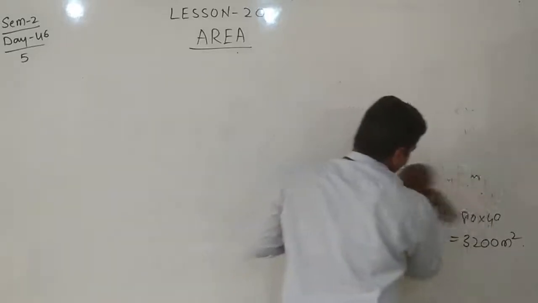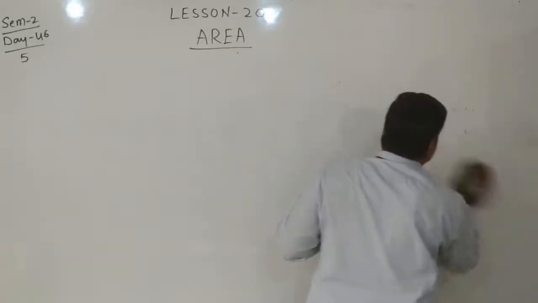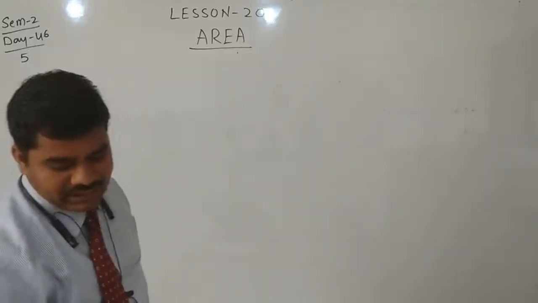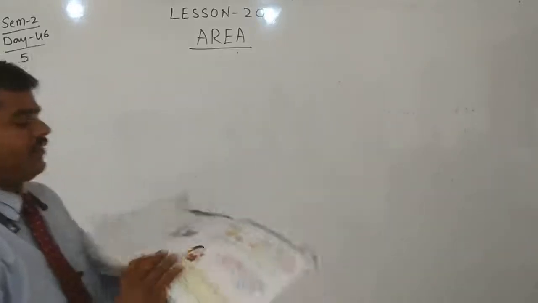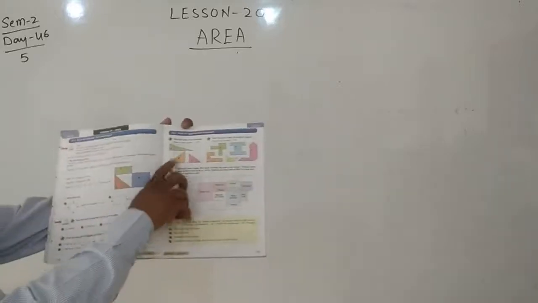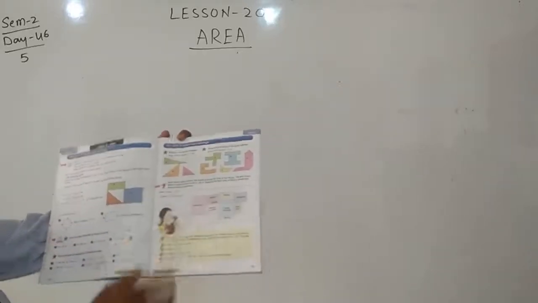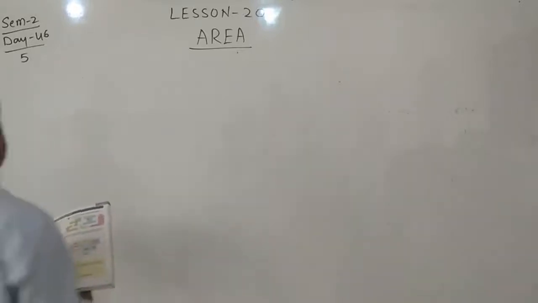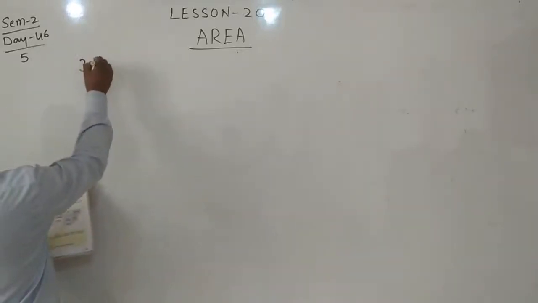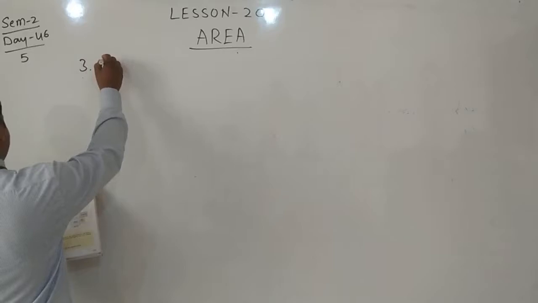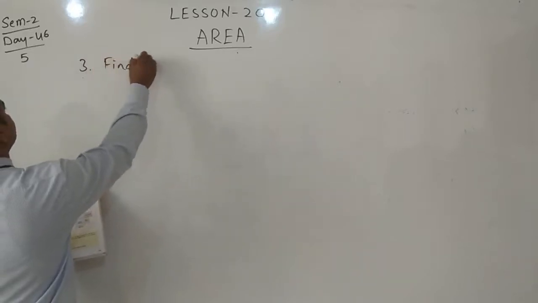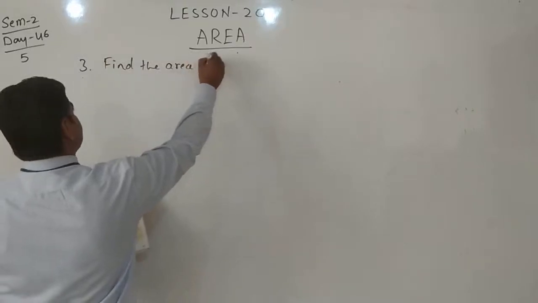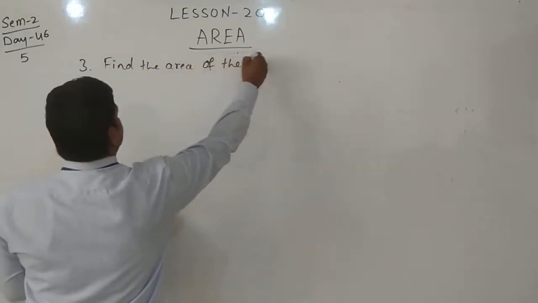Yes. Page number, what is the page? 163. There are the figures. Yes, here there are the figure triangle A, B, C. Just count the areas. Count the squares. Question number 3. In this, find the area of the triangles.